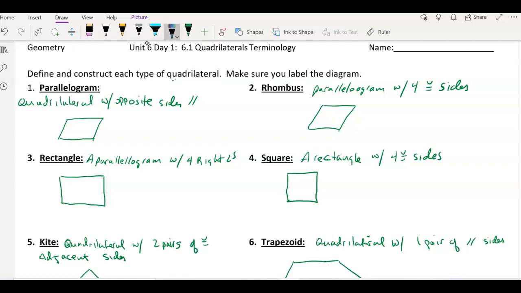Remember, when we say quadrilateral, we mean four sides. And when I look at this, we have one pair of opposite sides parallel, then we have a second pair of opposite sides parallel. Okay, then we have a rhombus. A rhombus is basically a parallelogram with four congruent sides. So not only do we have opposite sides parallel, but we can also mark the opposite sides. These sides are congruent to each other, and these sides are congruent to each other. So all four sides are congruent.